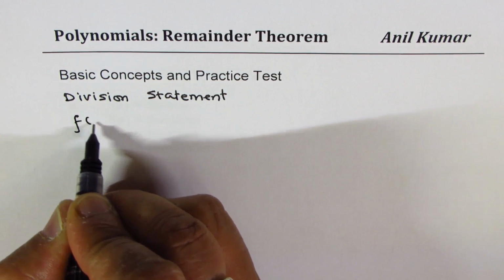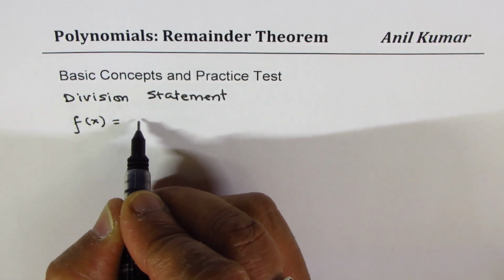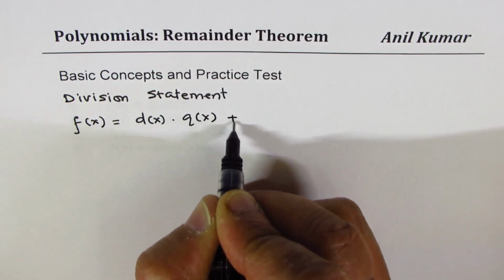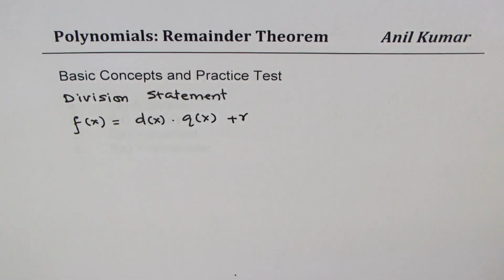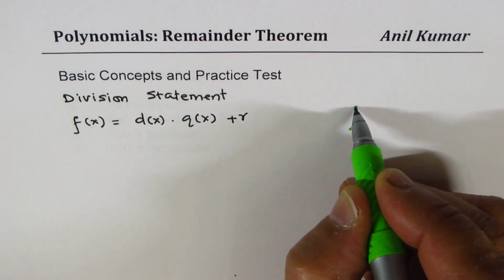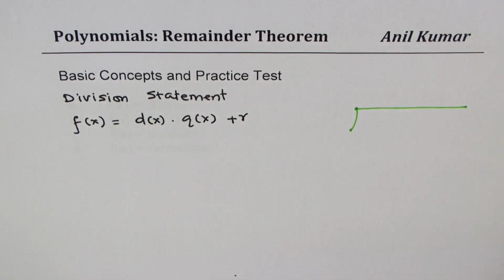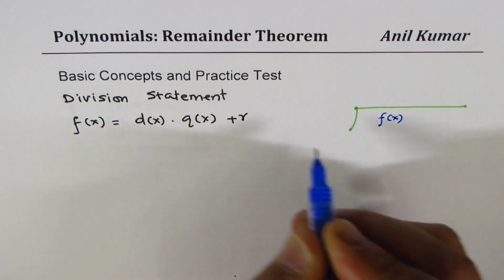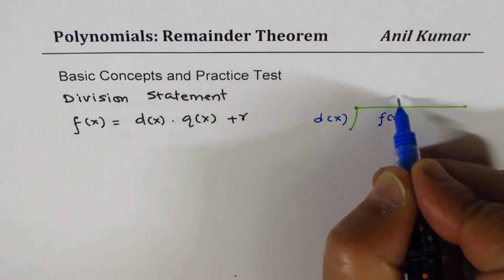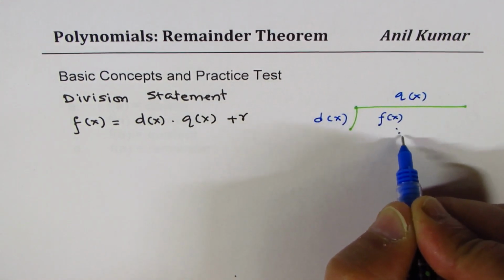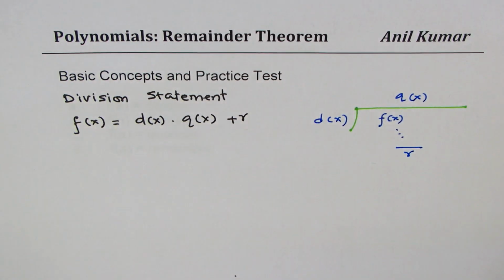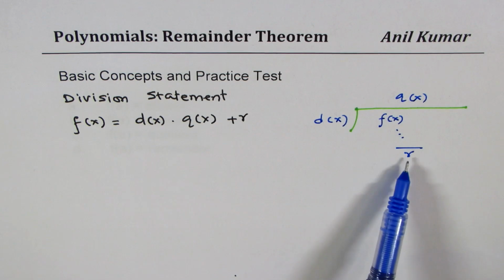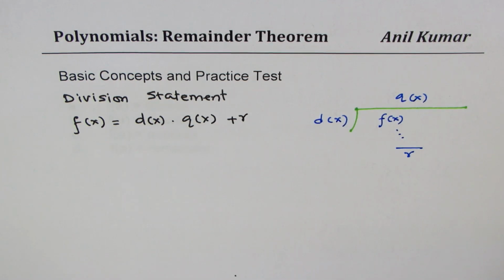So we learned that the function f of x could be written as the product of divisor times quotient plus the remainder r. Now what we really mean to say is something like this. If we have the function and it is divided by the divisor d of x, then the quotient is q of x, and at the end we get remainder r. So divisor times quotient plus the remainder is the function, right?